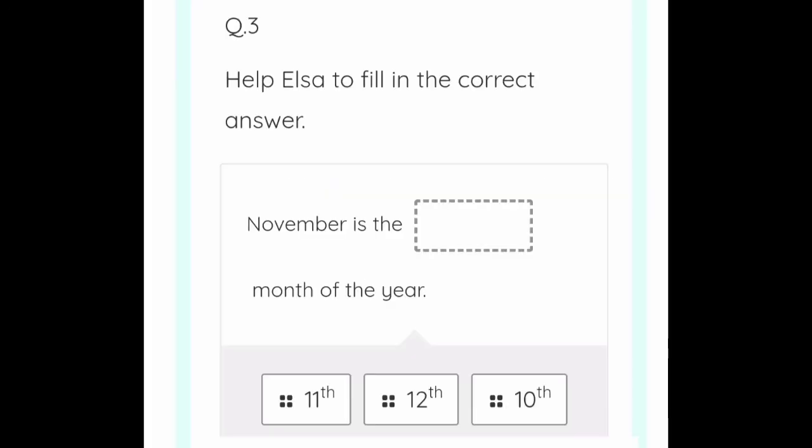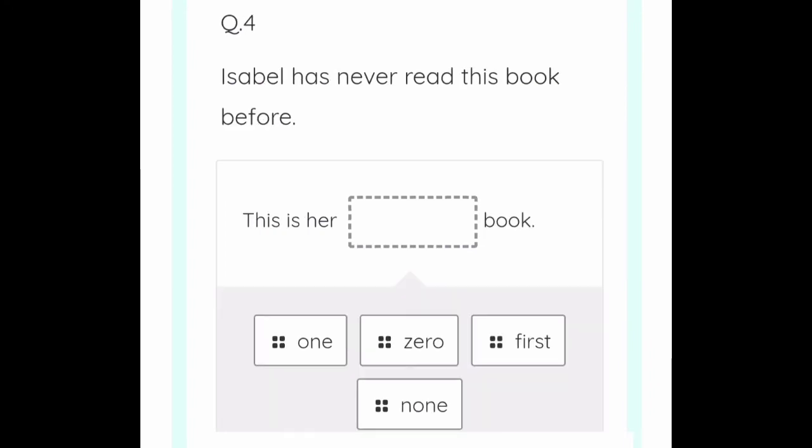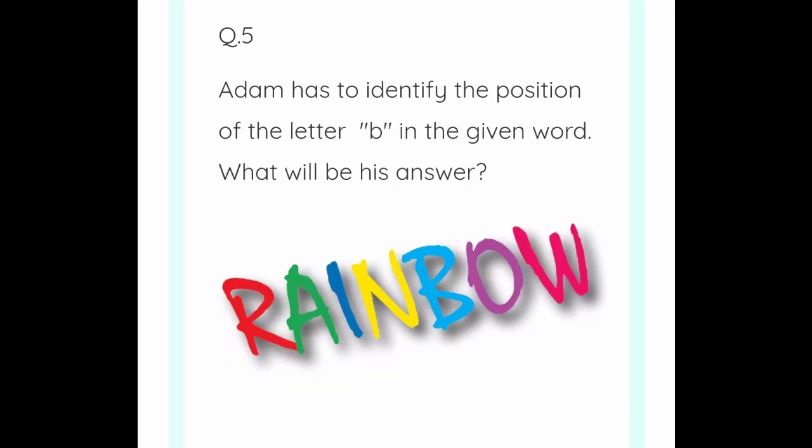Then the third one: help Elsa fill in the correct answer. November is the blank month of the year. Here you have to select the ordinal number for which month. Next question: Isabel has never read this book before. This is her dash book. Never means this is her first book. So select first.